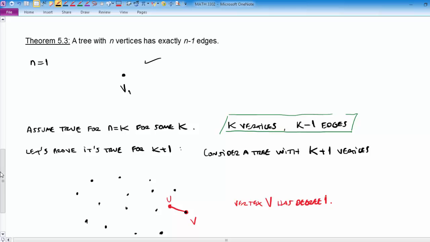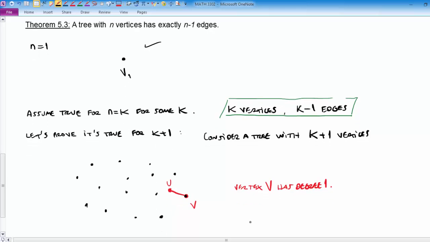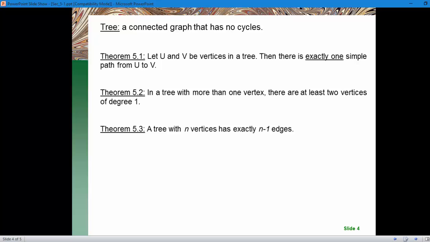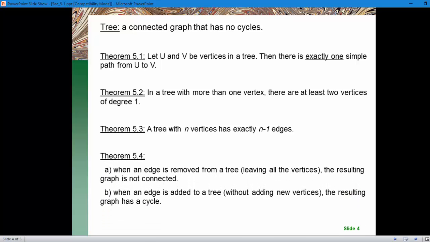And that proves the theorem. The next result, theorem 5.4, has two parts. Part A says that when an edge is removed from a tree, we remove an edge and we leave all the vertices. When we do that, the resulting graph is not connected. And part B says that when an edge is added to a tree, we add an edge without adding any new vertices, the resulting graph has a cycle.